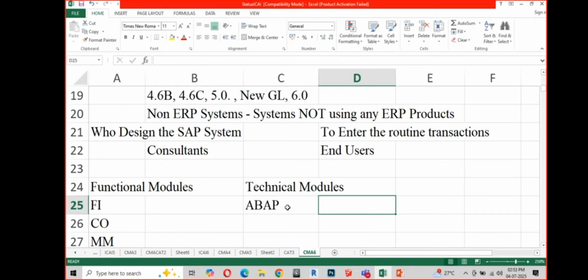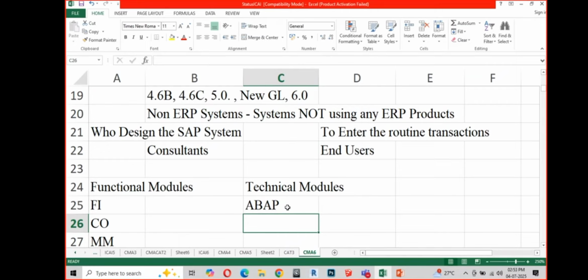All right. Now, let me add one more thing here. Each and every screen you open in SAP is governed by an ABAP program. You could open a screen to enter a journal voucher.